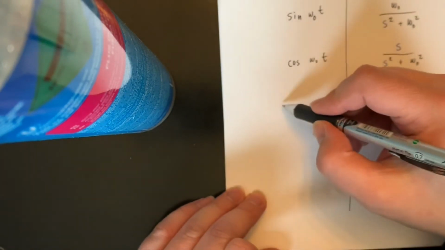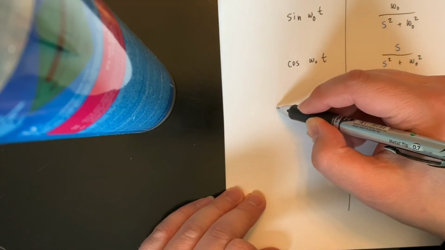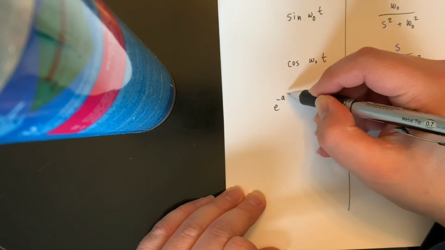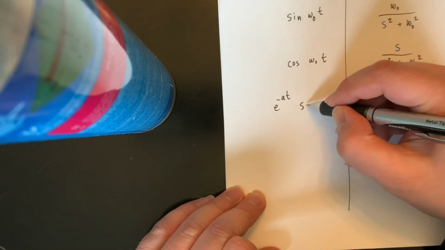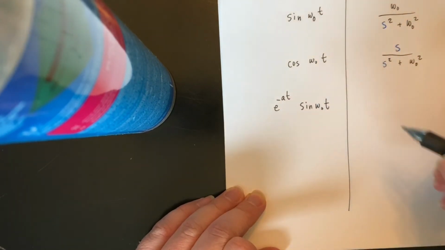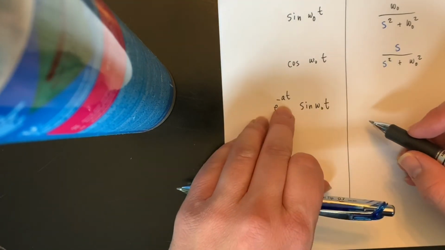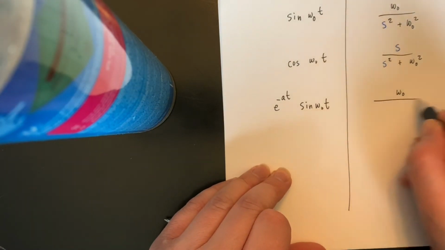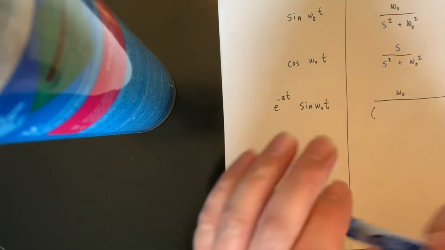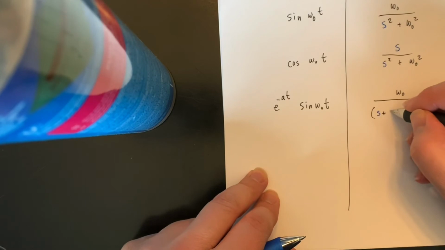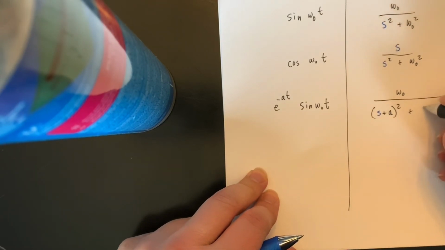One more set of them we'll look at is an envelope function of the sine. So here's a sine wave with an exponentially decaying envelope, if a is greater than 0. And the Laplace transform is given by omega naught over the quantity s plus a squared plus omega naught squared.